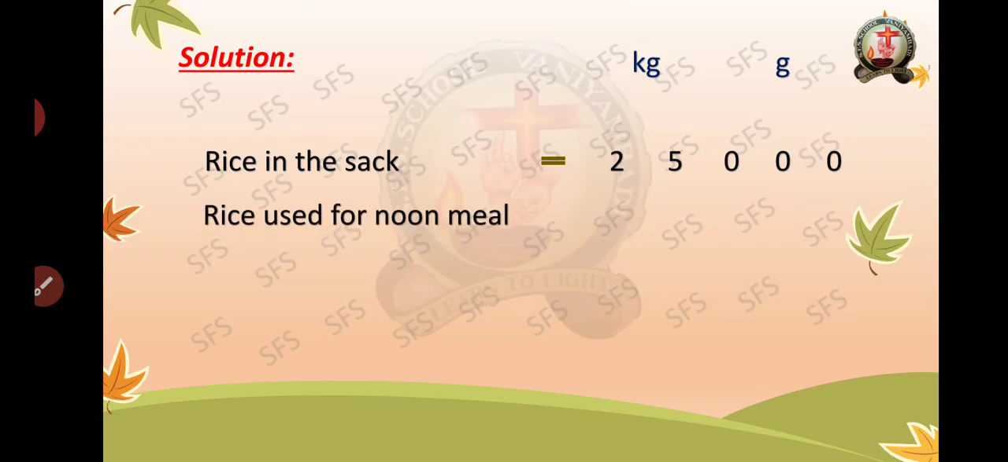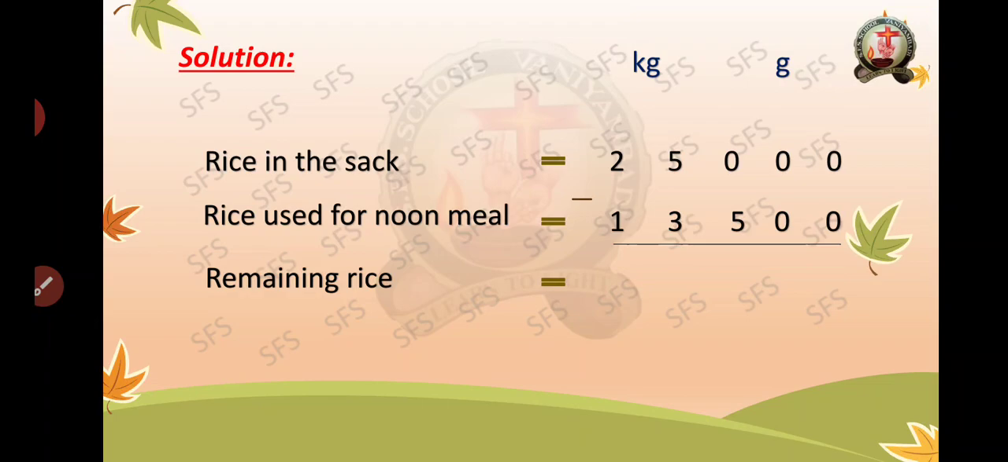Rice used for noon meal is equal to, what is the total rice used for noon meal? It is 13 kg 500 g. This is the total weight of the rice which is used for noon meals. Now they are asking you to find out the remaining rice which is left over after the meals. So we have to subtract.